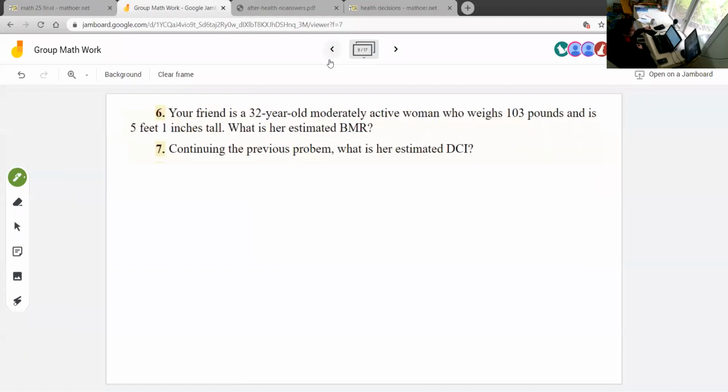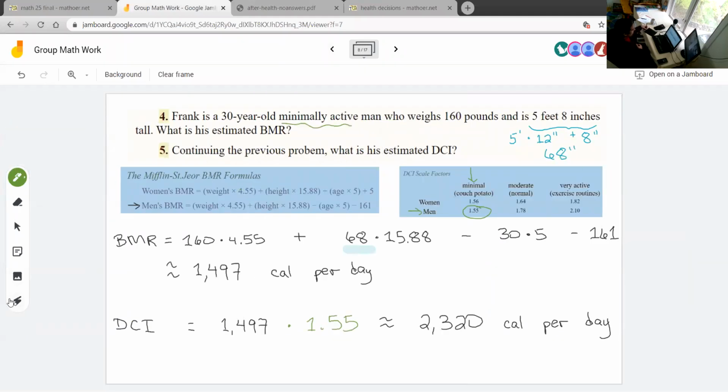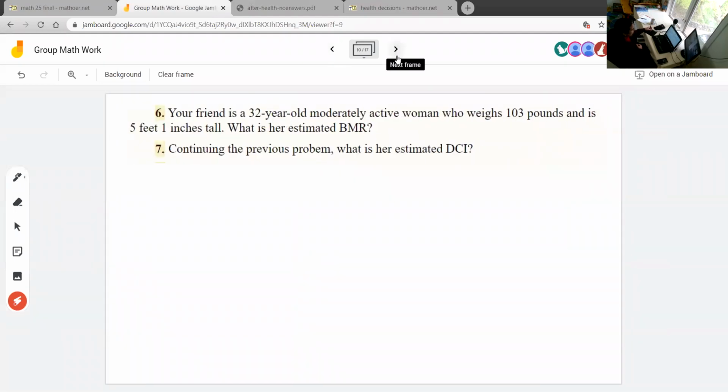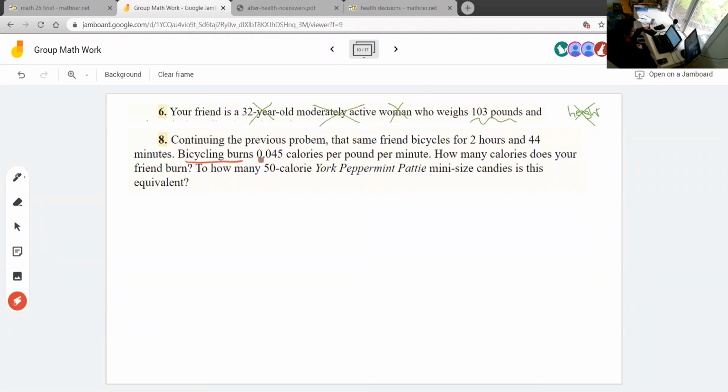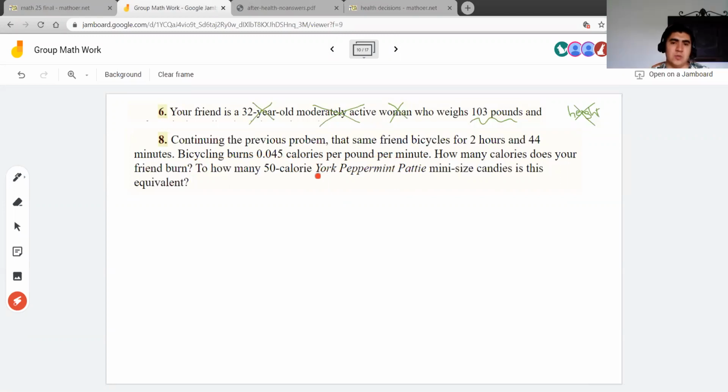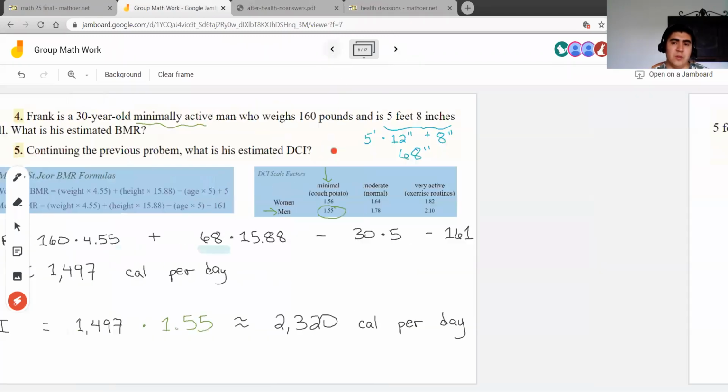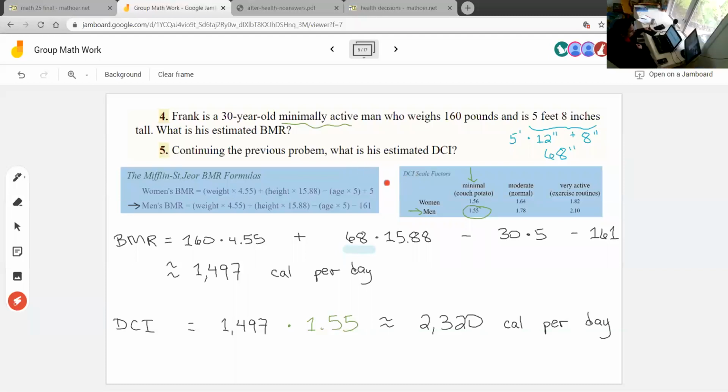Another difference, I made a point a moment ago that you need things in your notes to do problems for BMR and DCI. I'm not giving you those. Whereas on the test itself, I am saying how much things burned. So you don't have to put that table in your notes about how many calories different activities burned. So the only tables we need that we've done so far are these two.